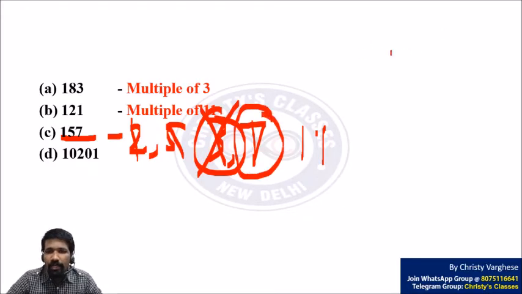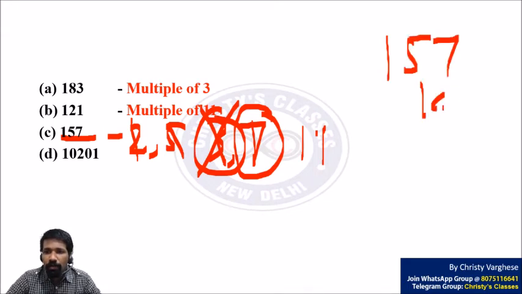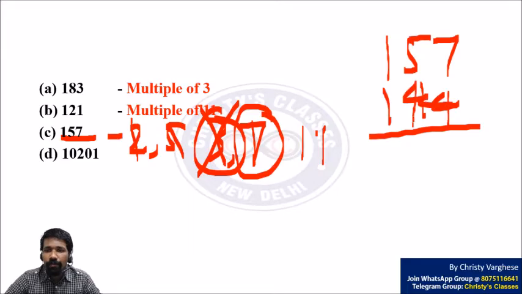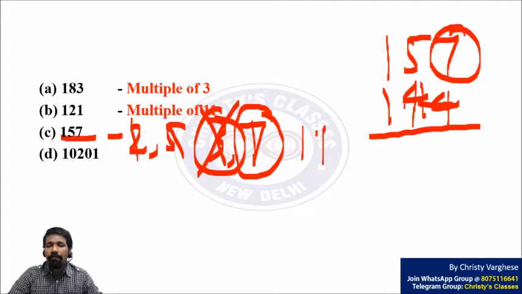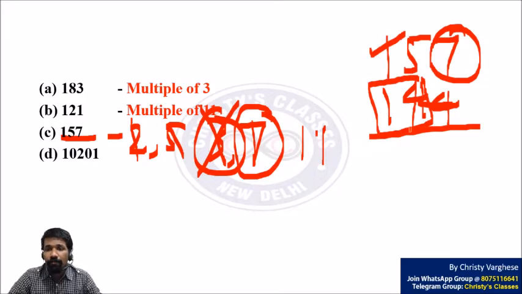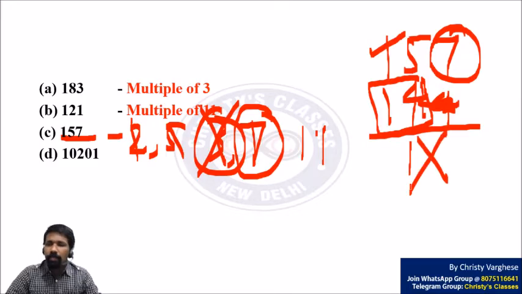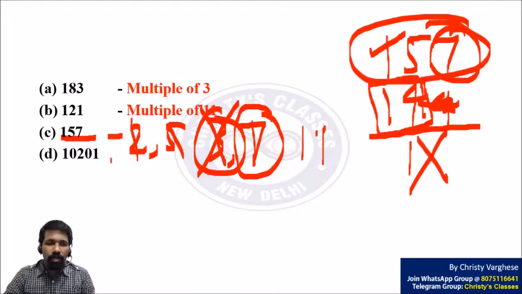7, how to check? The method I taught for the test of divisibility of 7. Last digit 7, double it, 14. Subtract that double of the last digit from the remaining number 15. 15 minus 14 is 1. 1 is not a multiple of 7. That is why 157 is also not a multiple of 7. That is how you can eliminate 7.